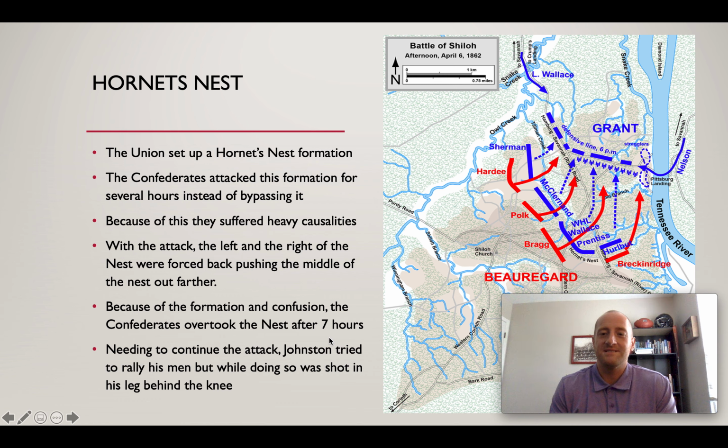This is what the Hornet's Nest looks like in the blue side. The Confederates attacked this formation for several hours. Instead of bypassing it and going around it, they just continued to try to fight through it. And because of this, they suffered heavy casualties. They attacked from the left and the right, and what the nest did is it kind of bowed in and pushed it out a little bit.